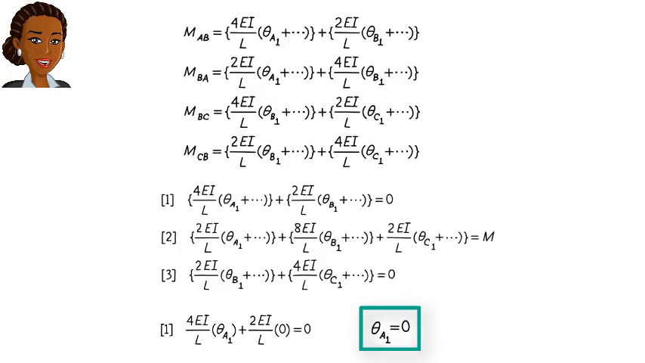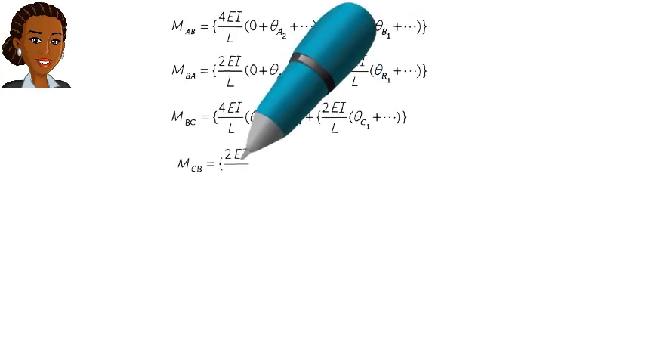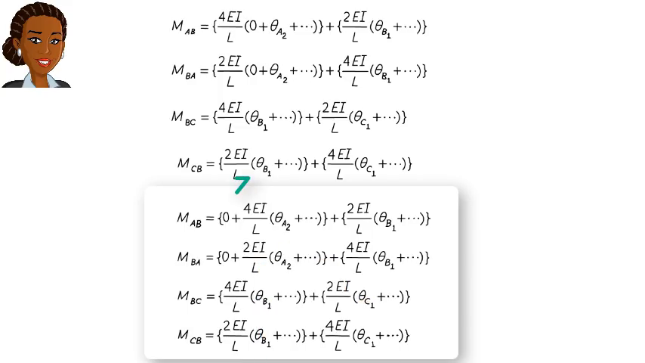If we substitute this value in the slope deflection equations, we get, or, this term is the incremental bending moment at end A due to theta A1. It is the product of theta A1 and 4EI over L. Naturally, since theta A1 is 0, we end up with a 0 here. Also, this is the incremental bending moment at end B due to theta A1.